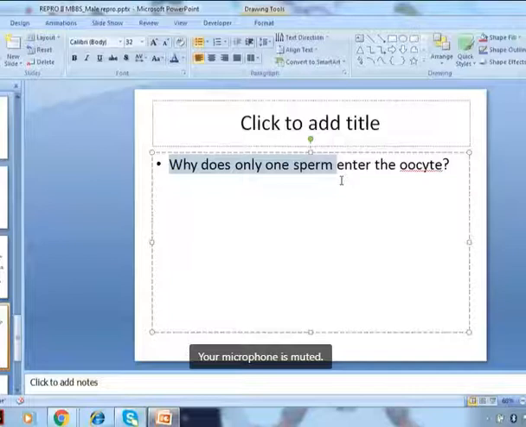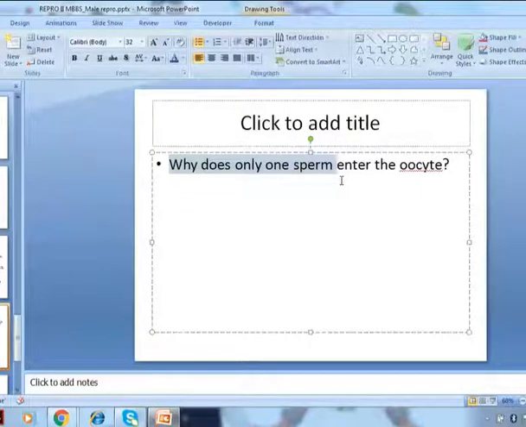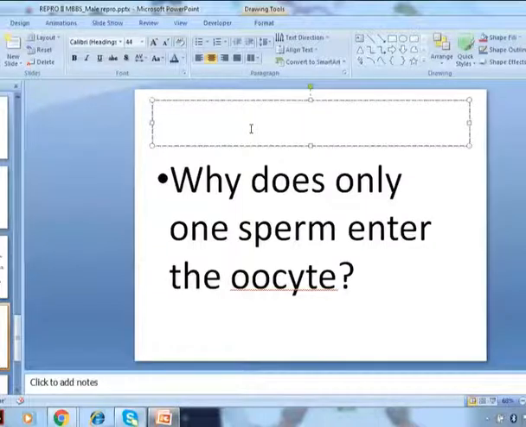Polyspermy is being prevented. This question is indirectly asking how polyspermy gets prevented. Can anyone tell me why only one sperm enters the oocyte? Anyone can tell me? When one sperm penetrates the ovum, there is a certain membrane change in the oocyte, so that no other sperm can penetrate. That membrane potential will be changed. One of the factors is that the membrane potential will be changed. That can be one answer. Other? Anyone?